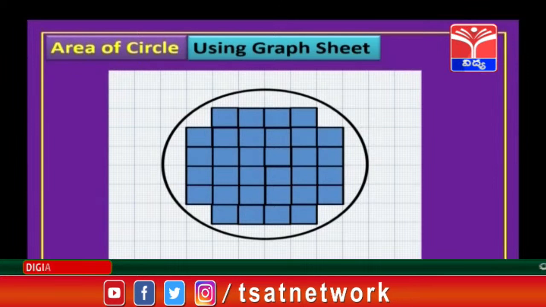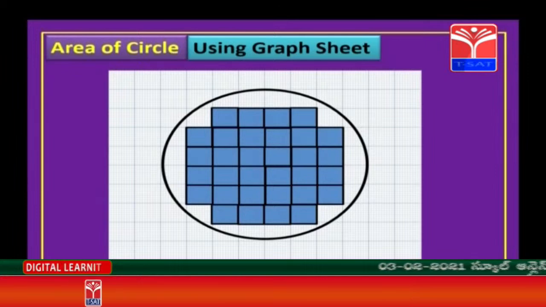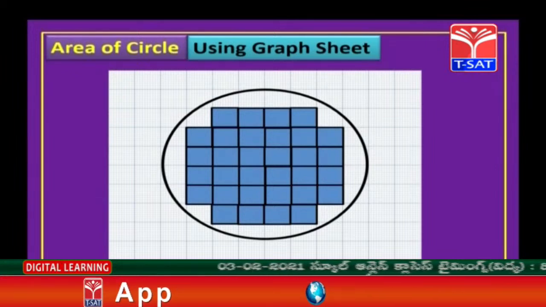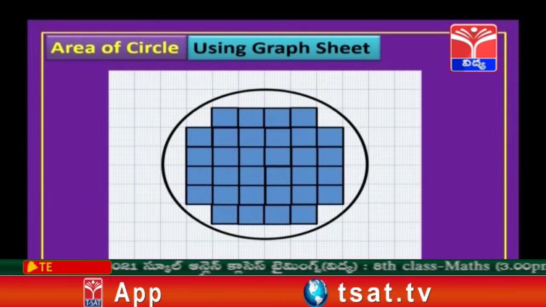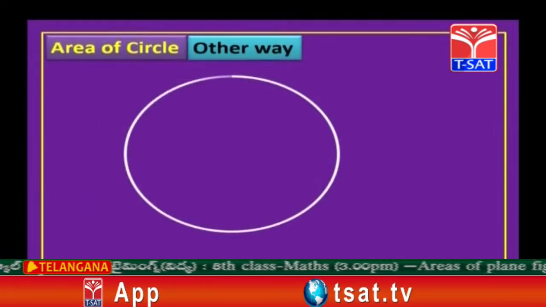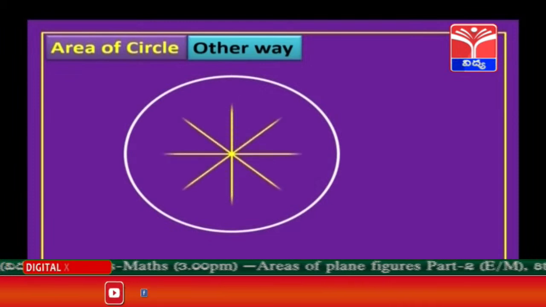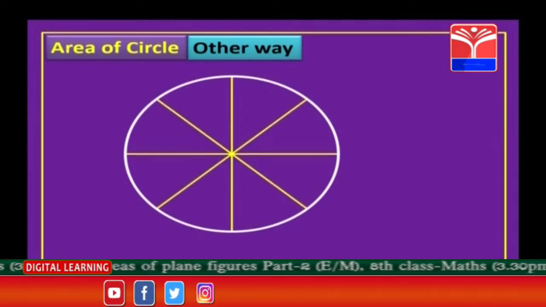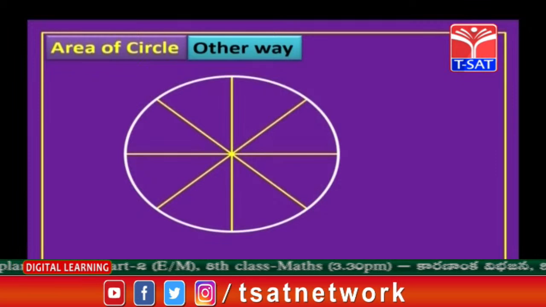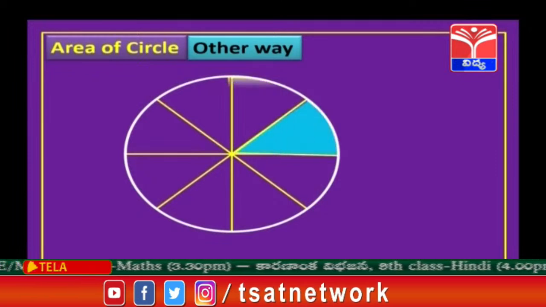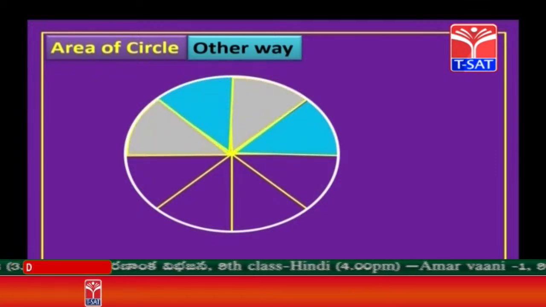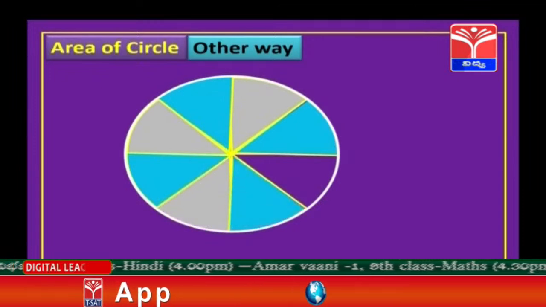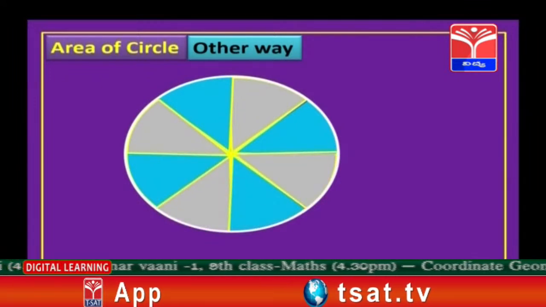But children, we do have another method where we can find the area of this circle accurately. Let us see the other way. So let us take the circle once again. I am going to divide this circle into various parts. You can see here, children, right? So I have divided them into equal parts. And these are called sectors.